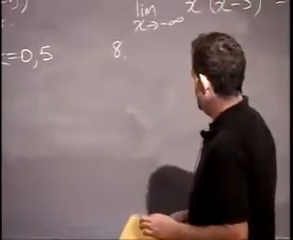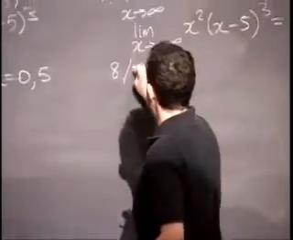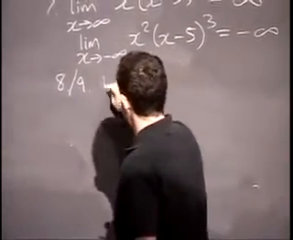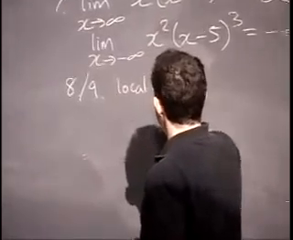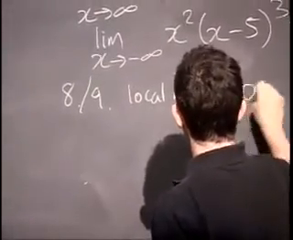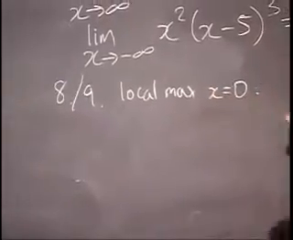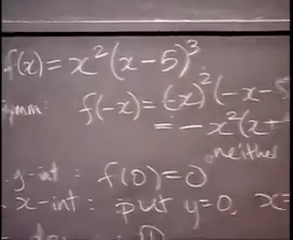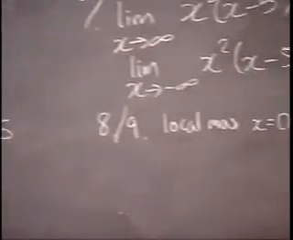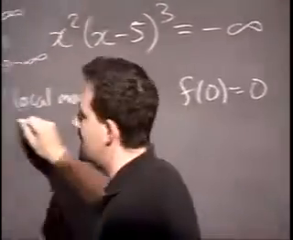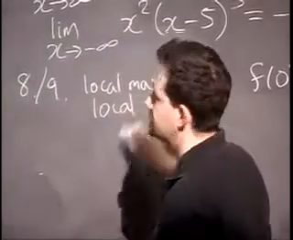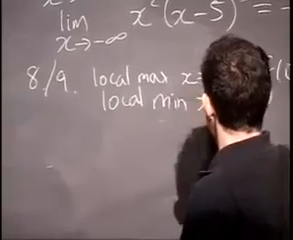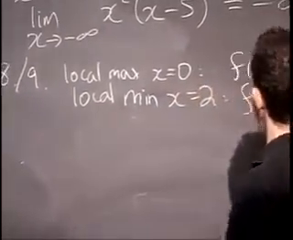Okay, so steps 8 and 9. Before, we found a local max at x equals 0. And at that point, we need to just substitute into this equation here, which is the equation for y, and we found f of 0 is 0. We also have a local min at x equals 2. So we need to find f of 2.